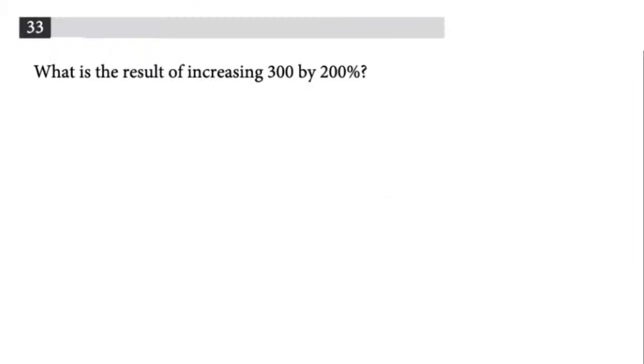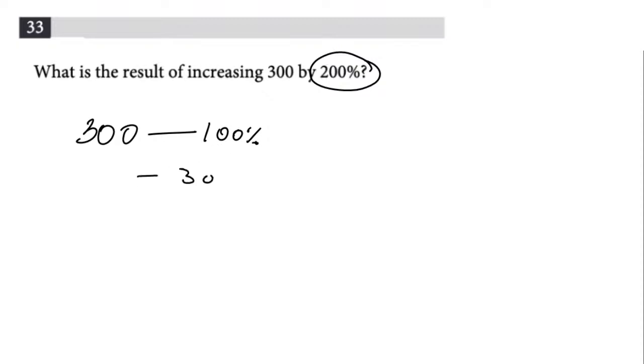So another question: what is the result of increasing 300 by 200%? There are several ways to approach this question. The one I like and use a lot is writing a proportion. So 300 is our 100%, agree? And when we increase it by 200%, how much do we get? We get 300%, yes? And this is actually what we are looking for. This is our x.